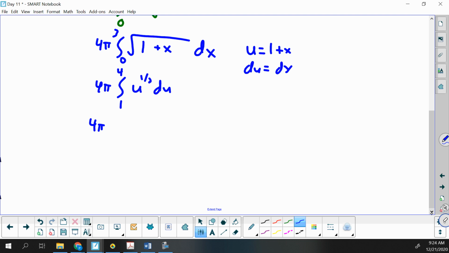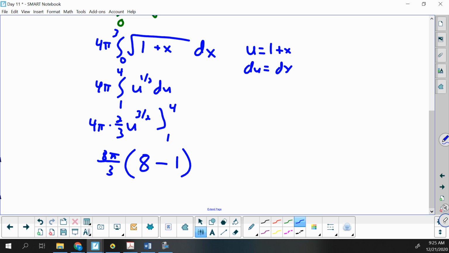Our antiderivative, we'll have u to the 3/2 with a 2/3 out front. And we're going to go from 1 to 4. Well, this is really 8 pi over 3 out front. 4 to the 3/2, square root of 4 is 2, 2 to the 3rd is 8, and then 1 raised to anything is 1. So this will be 7 times 8/3 pi, sorry, so this will be 56 pi over 3 for our surface area of the solid when that is spun around the x-axis.